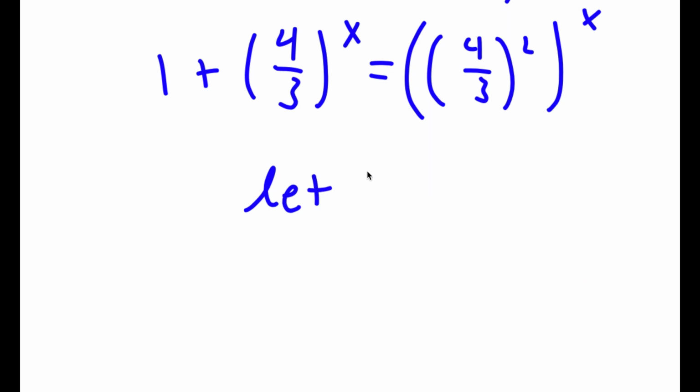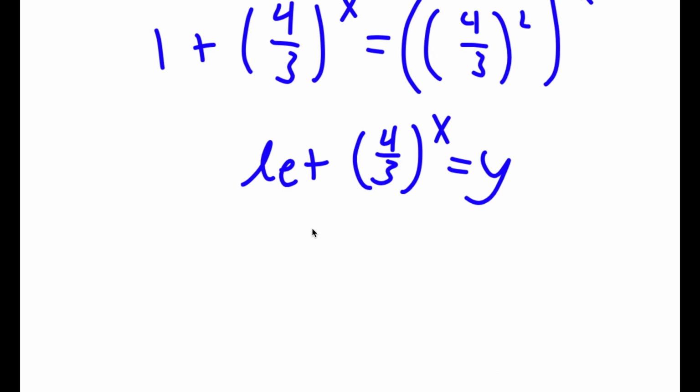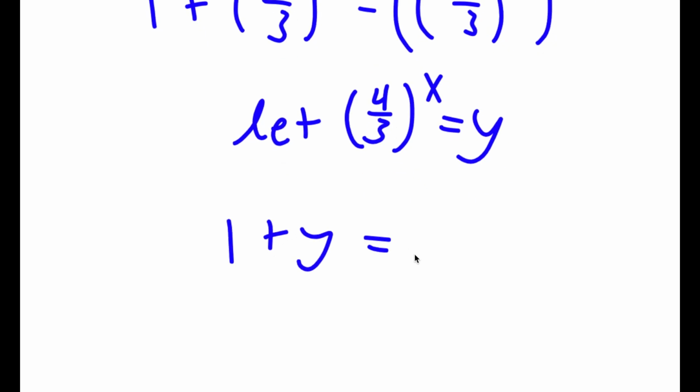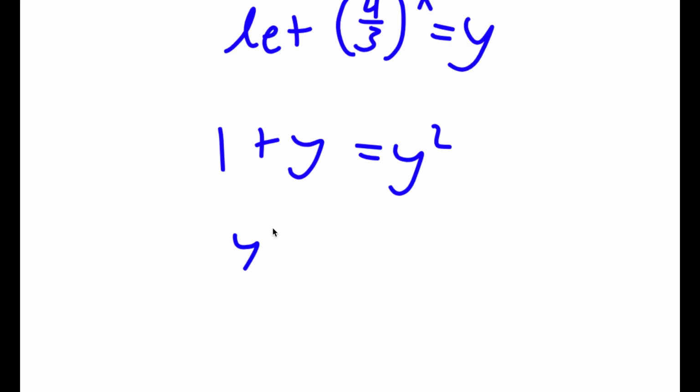And if I let 4 over 3 to the power of x equal to the variable y, I get 1 plus y is equal to y squared. And this is the same thing as y squared minus y minus 1 is equal to 0.